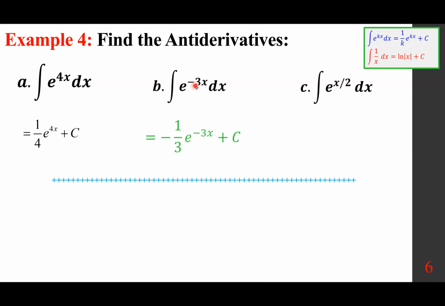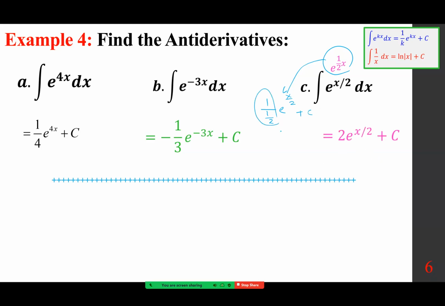Now, just to be clear as to what we are dealing with, we are going to change this to 1/2 x. So e to the power of half of x. So we know we are going to divide by 1/2. So 1 over 1/2 e to the power of x over 2 and a constant. 1 over 1/2 means 2. And that's the final answer.